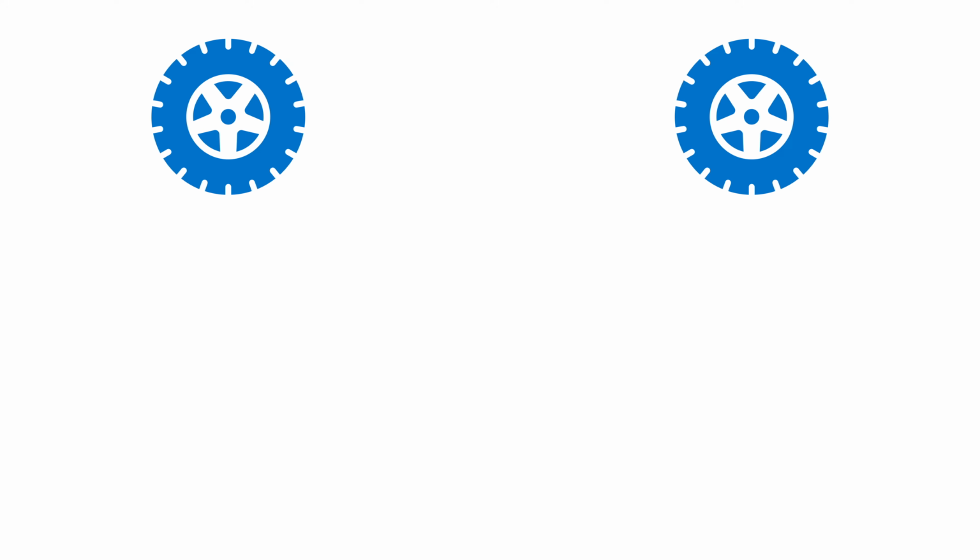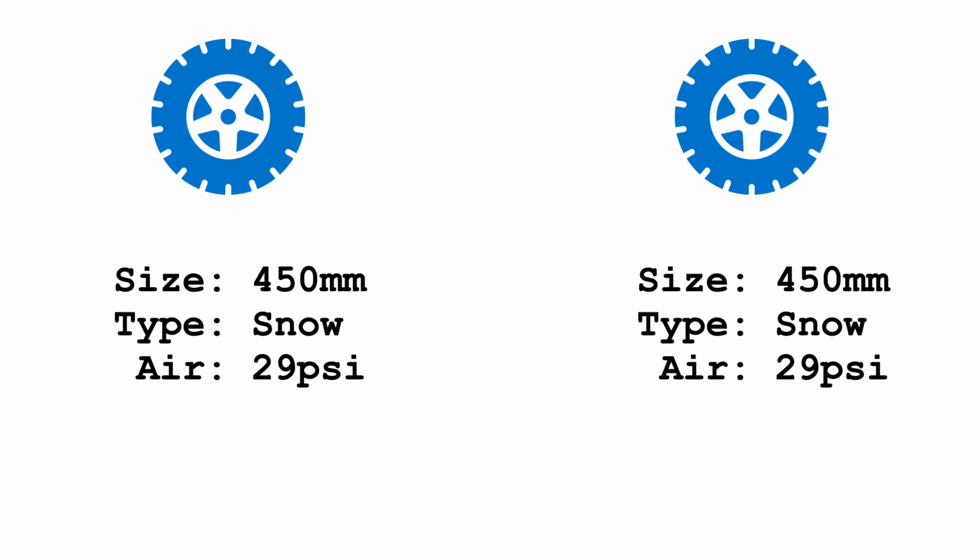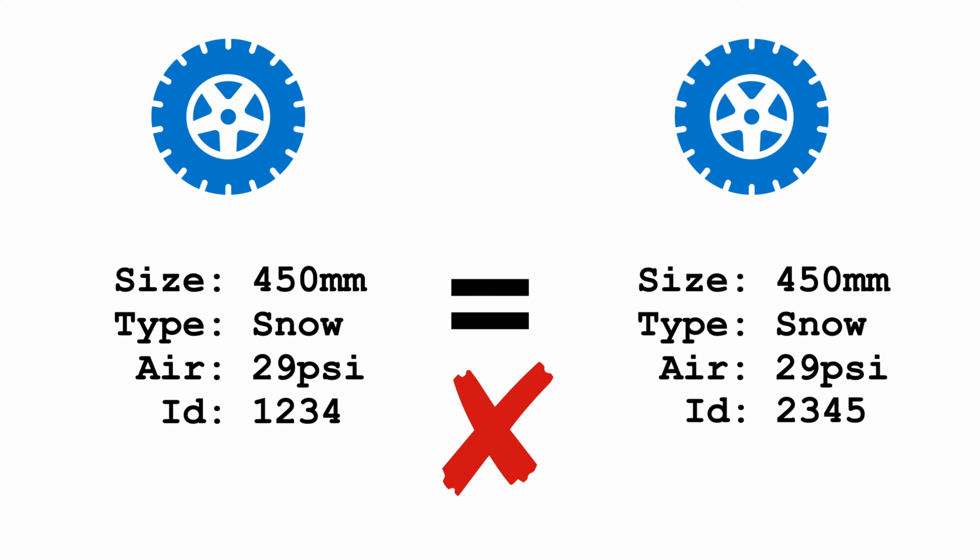Entities, on the other hand, behave differently. For example, let's take two tire entities. Both might have all of the same property values, but if we ask, are these equal? The answer is false. They are still two different instances. Entities can have all of the same values for their properties, but they're only equal if they have the same identity. Usually they have a unique ID property.